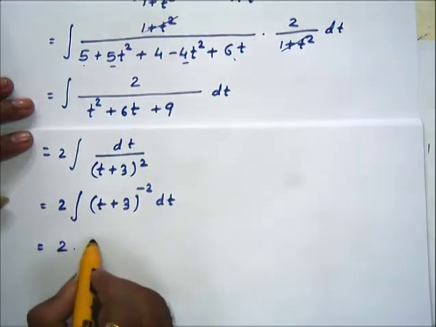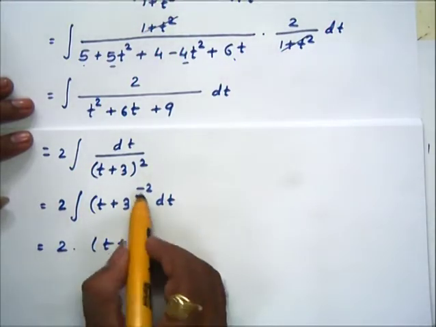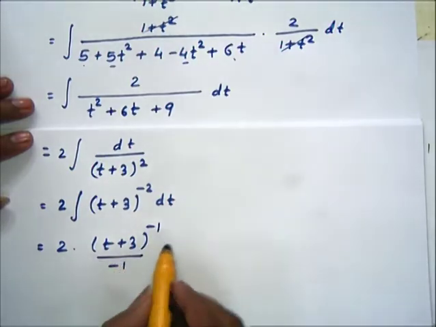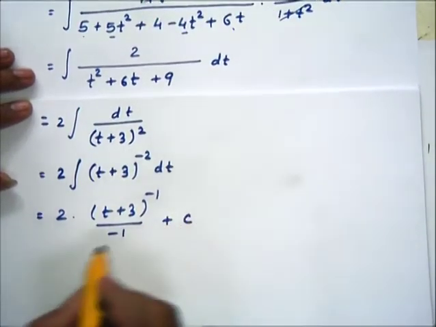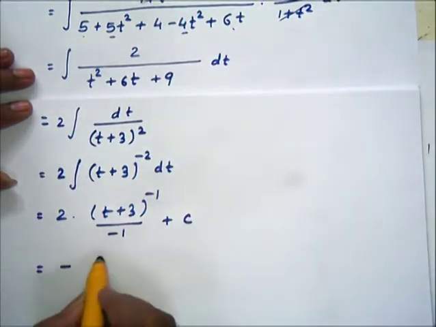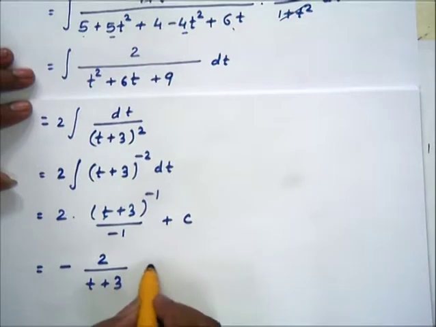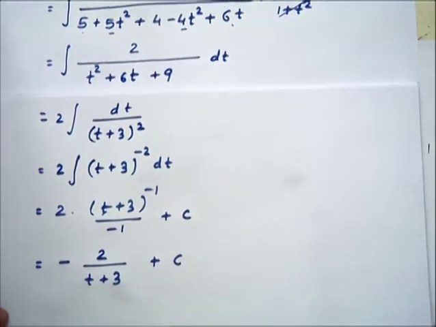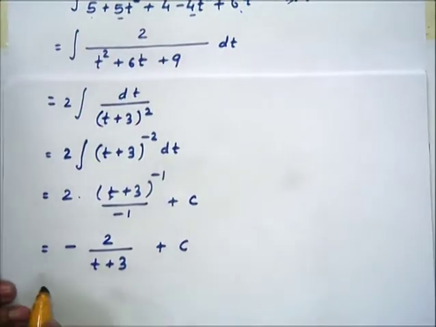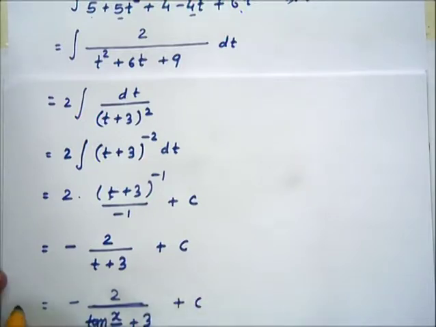So 2 into t plus 3 raised to minus 2 plus 1, which is minus 1, upon minus 1, plus c. So the answer is minus 2, t plus 3 raised to minus 1, so this is minus 2 upon t plus 3 plus c. Now again substitute tan x by 2 in place of t, so the answer is minus 2 upon tan x by 2 plus 3 plus c. So this is our answer.